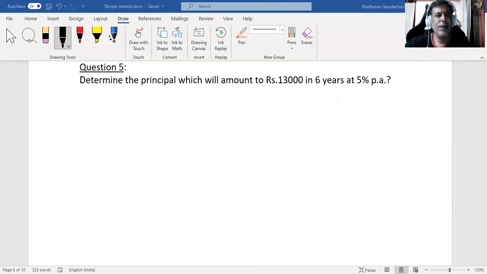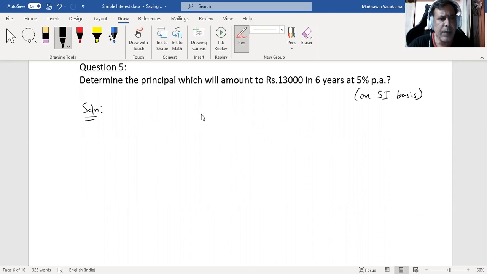Everyone. This is in continuation to various problems we are doing in simple interest. The next one is question number 5. Determine the principal which will amount to rupees 13,000 in 6 years at 5% per annum. Here also I will work on a simple interest basis.